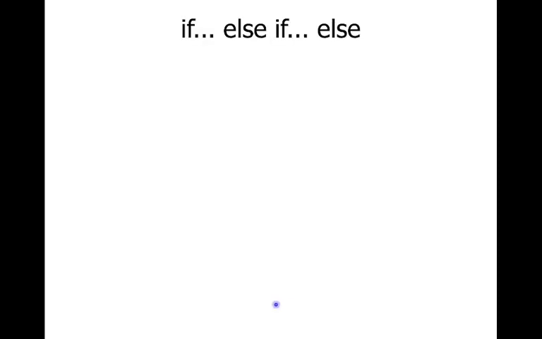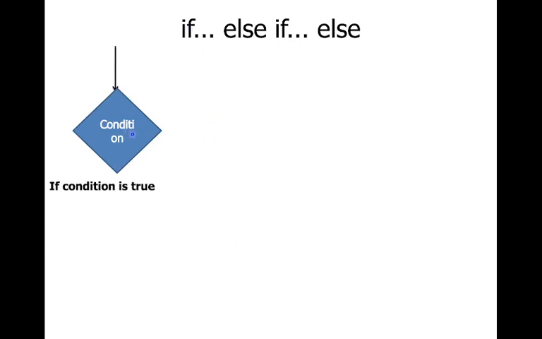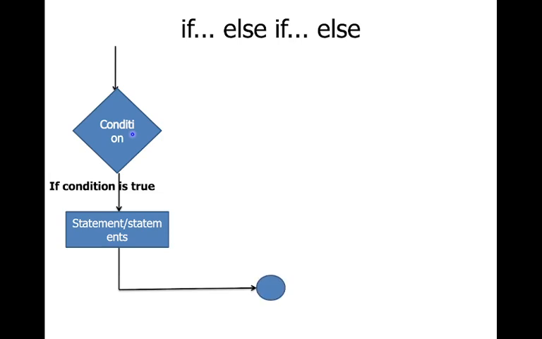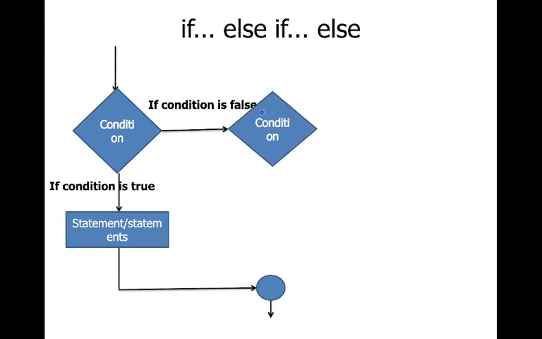Then we have also seen the else if statement. Here we will check for some condition in the if statement, and if that condition is true, then a set of statements will be executed, and it will return to the statements after the if statement's braces. Then if the condition is false here, it will check for another condition.